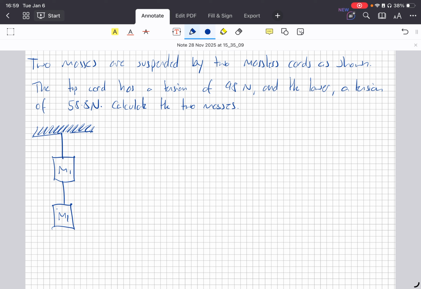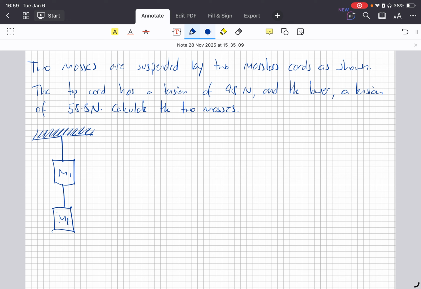Okay, so let's see how we do that. Well, let's first of all complete our diagram. How do these tensions act? Well, the tension in this rope acts in these two directions. We'll call that tension one, and in terms of how it's acting on this mass, it's pulling upwards. It's holding that mass up. And we have a second tension here, tension two. Again, it acts in different directions on the different masses. So it's pulling this mass M1 downwards, and it's pulling this mass M2 upwards.